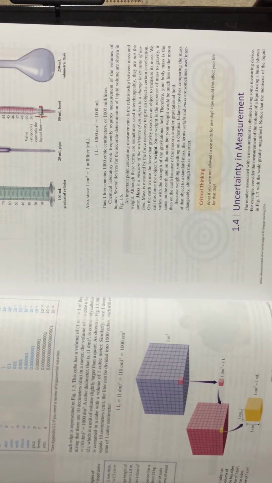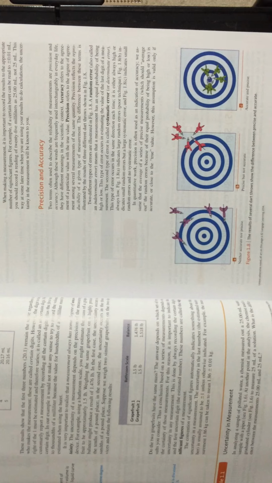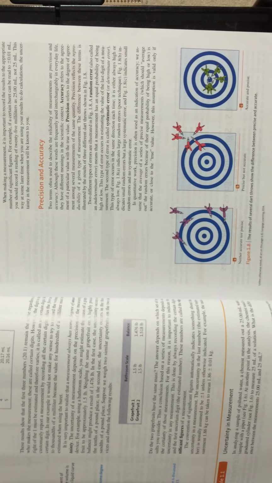The number associated with a measurement is obtained using some measuring device. For example, consider the measurement of the volume of a liquid using a burette. Notice that the meniscus of the liquid occurs at about 20.15 milliliters. This means that about 20.15 milliliters of liquid has been delivered from the burette.